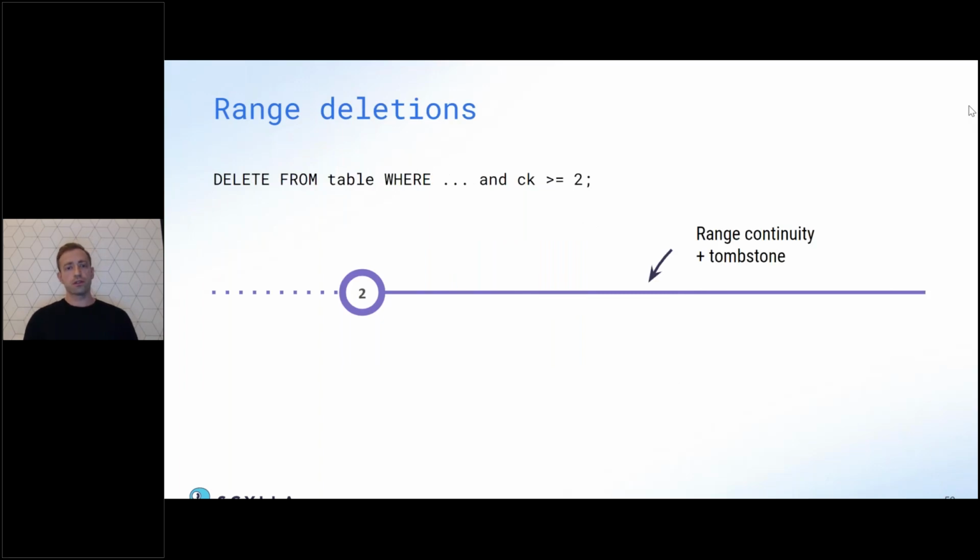Also, range deletions require special handling due to the eventual consistency model. Deletion is not just about removing data. It leaves a marker for future reconciliation, and this marker is called a tombstone. And the cache needs to be able to store this marker. Our cache is prepared to handle that and piggybacks on the range continuity, which I mentioned earlier, basically annotating the range continuity information with the tombstone.